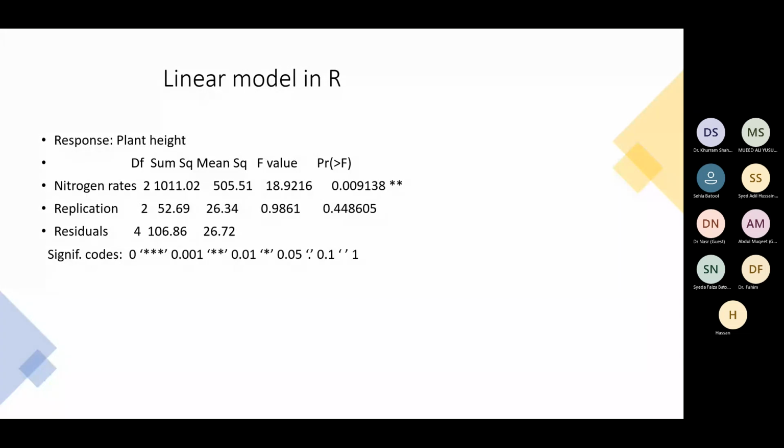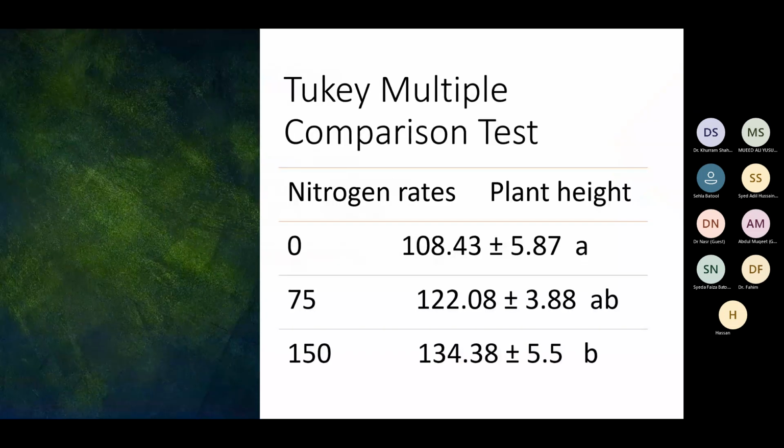But I explain to you that the next step is the multiple comparison. We want to see which nitrogen rate is in the first position, which is second, and which is third. So for this, we do a multiple comparison test. In the next slide, as it appears on your screen, you can see that zero shows 108.43, plus or minus the standard deviation 5.87, and then 122 and 134. The multiple comparison shows letters: zero shows A, 75 shows AB, and 150 shows B.